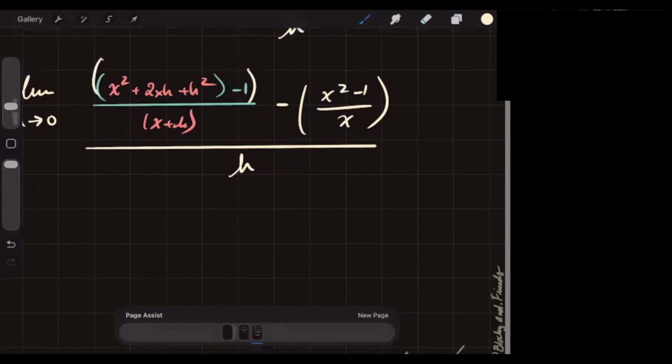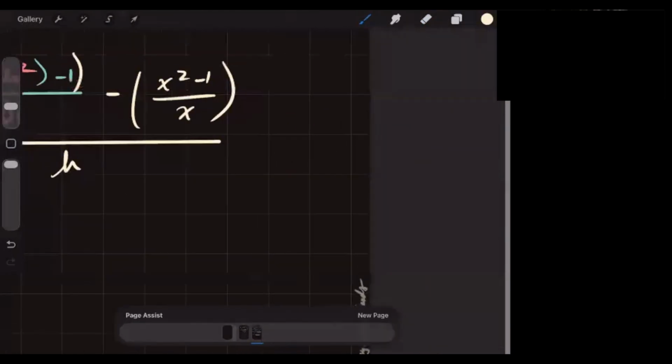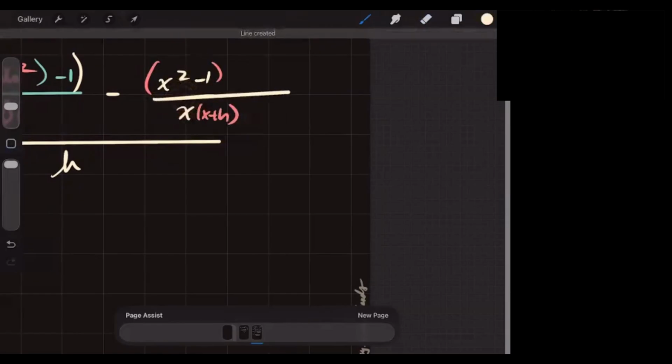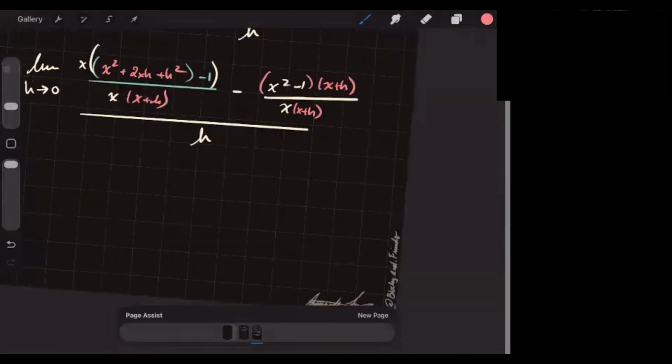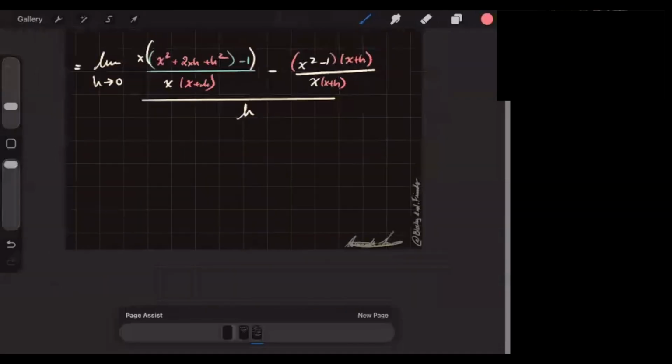I'm going to multiply the top by x, the bottom by x, right? And on this side, we're going to multiply the top by x plus h and the bottom by x plus h. Again, parentheses are very important. They are paying rent, okay? Like that. If you're not convinced, please take a minute to convince yourselves. If you are convinced, nice.